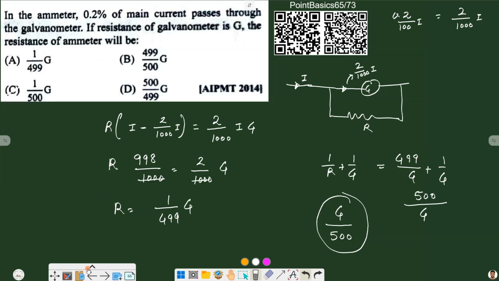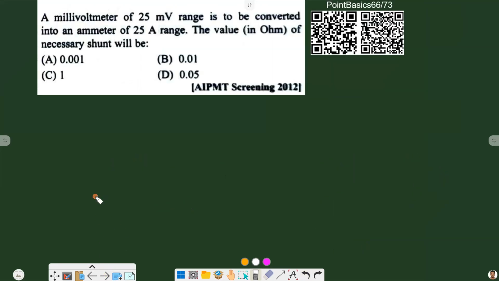Let's move to the next one. A millivoltmeter of 25 millivolt range is to be converted into an ammeter of 25 ampere range. The value of the necessary shunt in ohms will be? So we have to find out the value of the shunt needed so that it gets converted.